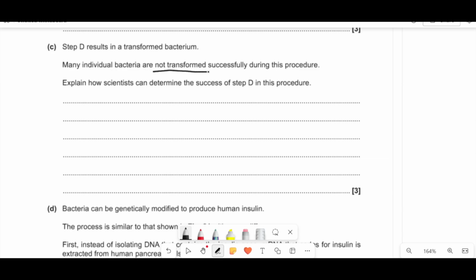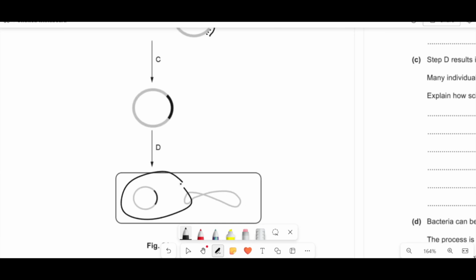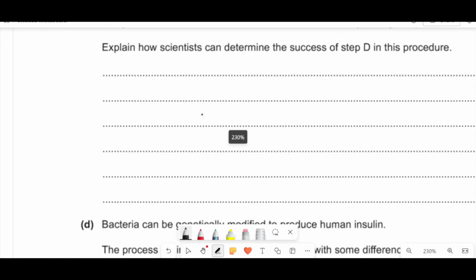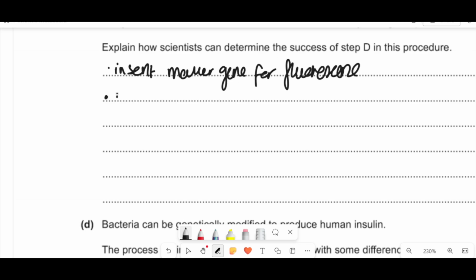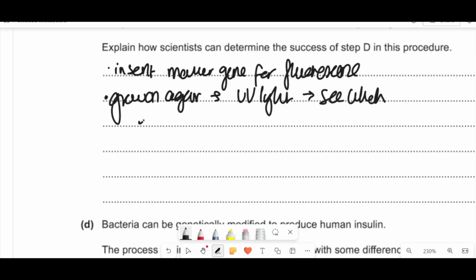Many individual bacteria are not transformed successfully during this. Explain how scientists can determine this. So what they need to do is figure out whether this plasmid's been taken up. You can insert a marker gene at the same time, which makes them fluoresce. Then you can use, for example, UV light, grow them in agar, and have a look. Alternatively, the marker gene could be antibiotic resistance, and you can grow them and then give them an antibiotic and see which ones stay alive. So the idea is you're using a marker gene. I'm going to go for fluorescence: insert a marker gene for fluorescence, grow them on agar, use UV light, see which fluoresce, and there you go.